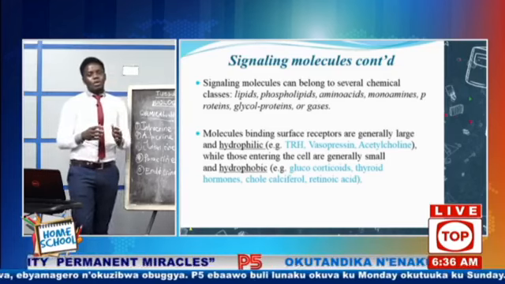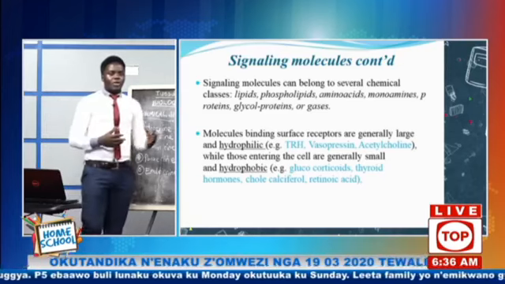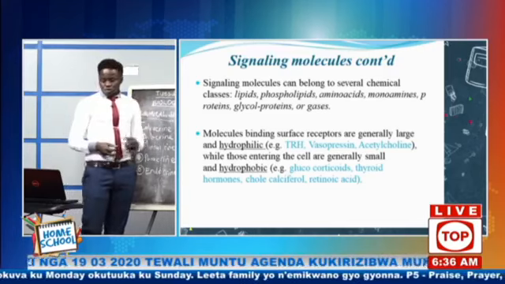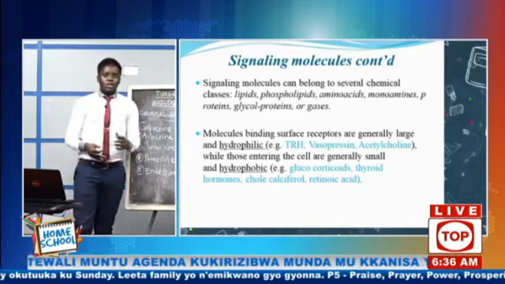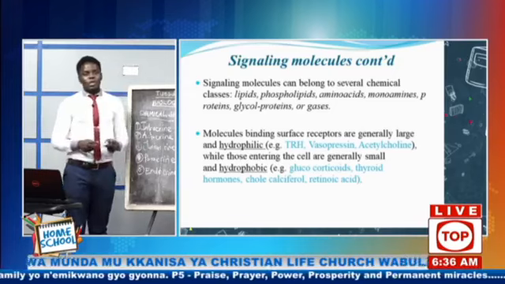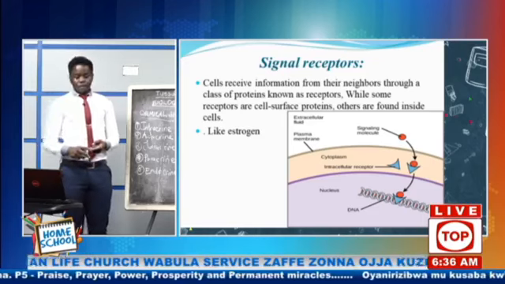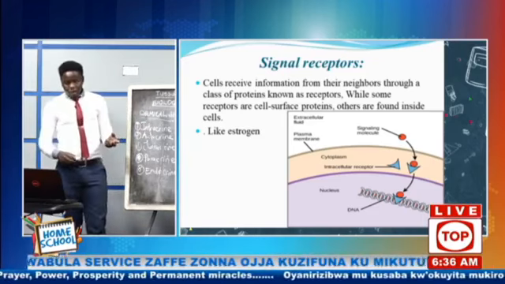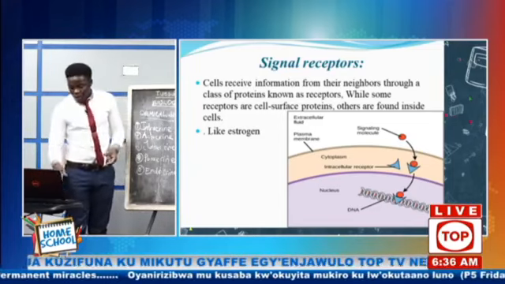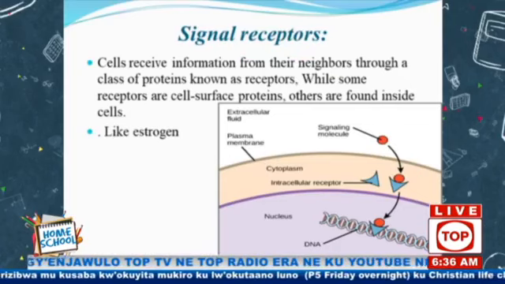Now, looking at the signaling molecules is one thing, but we also need to look at the different types of receptors that we have. The molecules, like I said, attach on the receptors. So we need to pay the same level of attention to the signaling receptors. Let us look at the receptors. We have two types of receptors: cell surface receptors and intracellular receptors. These receive information. When you look at that illustration, some are intracellular. They are found inside the cell, after the plasma membrane.